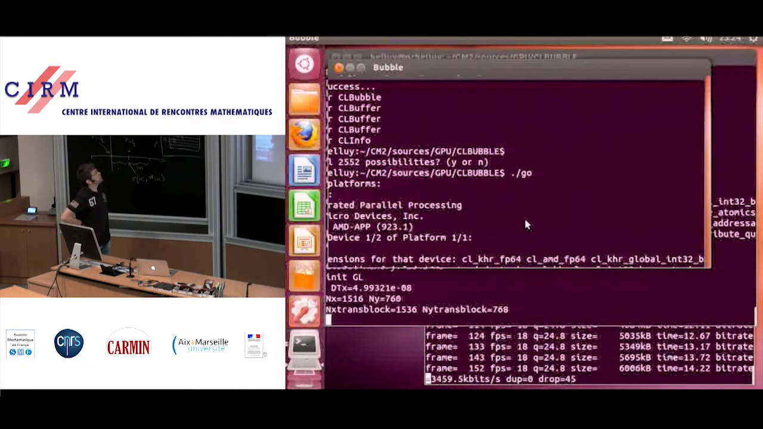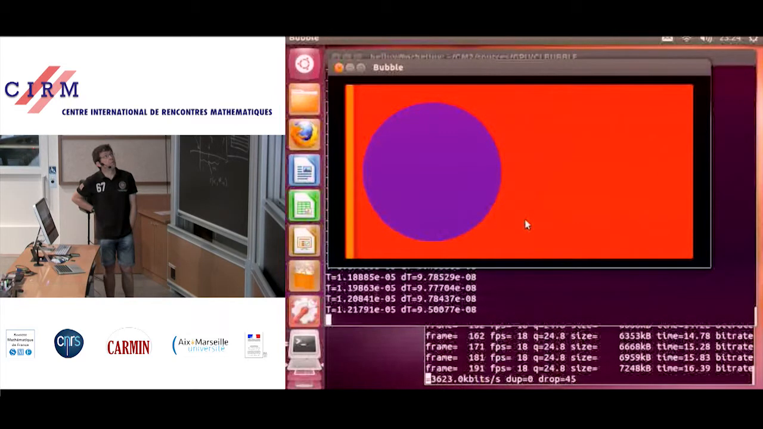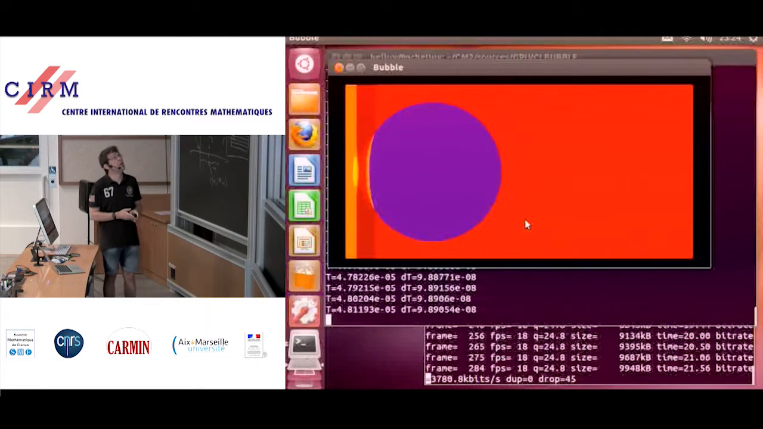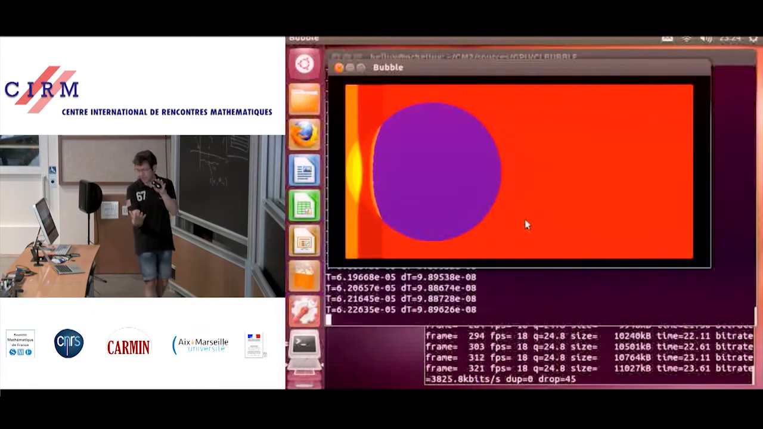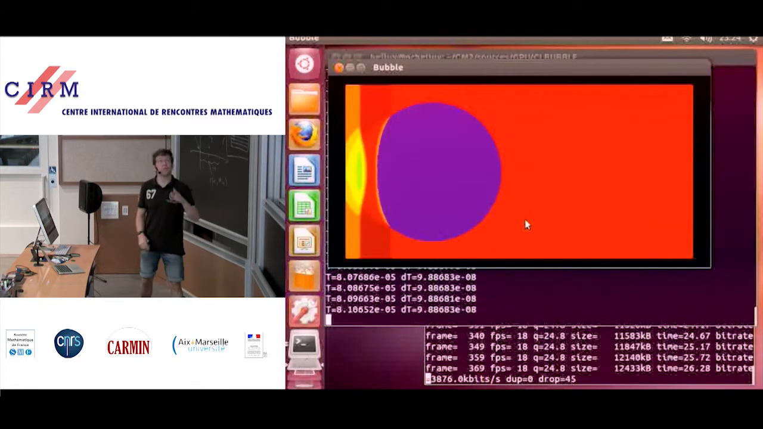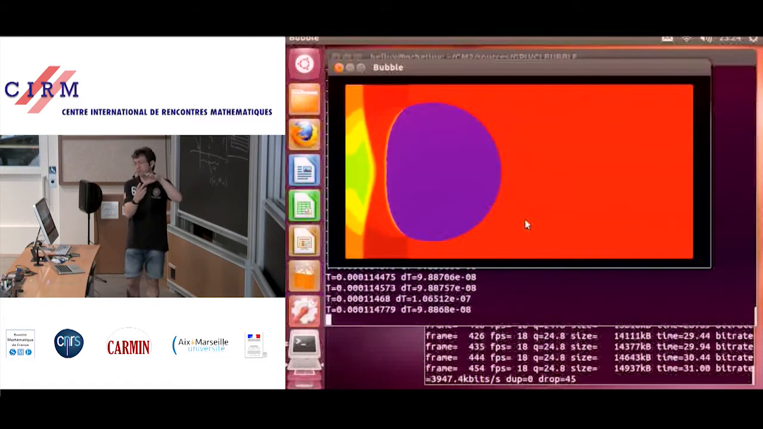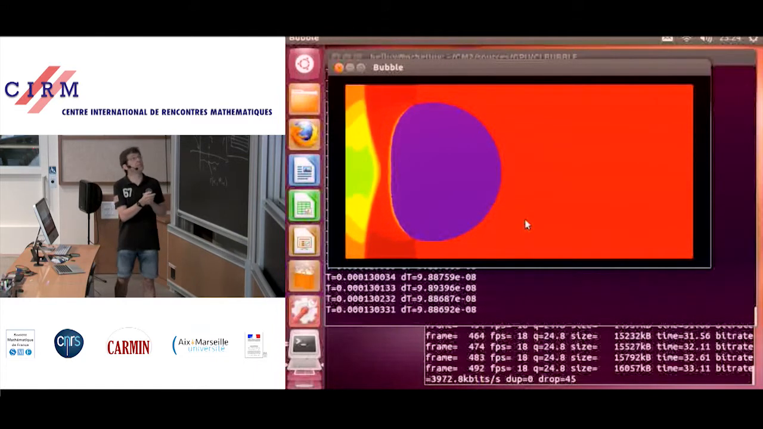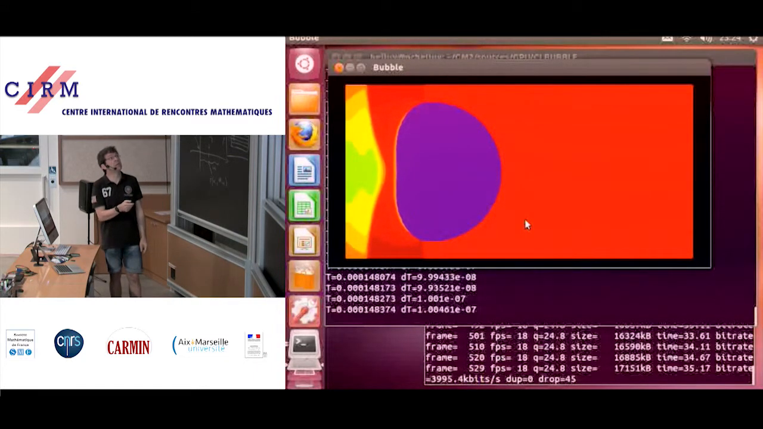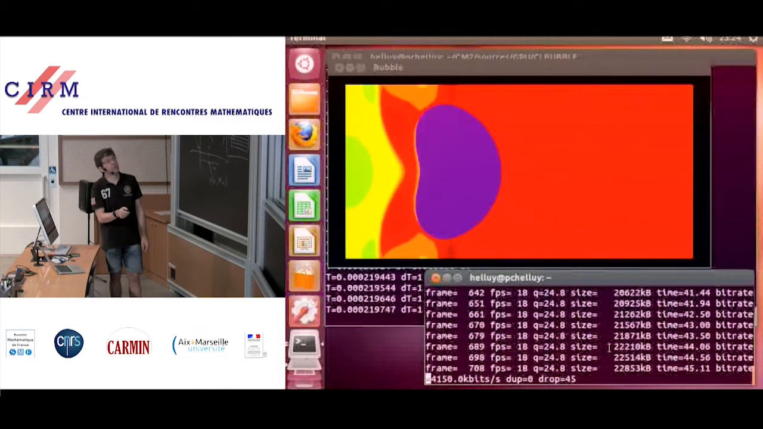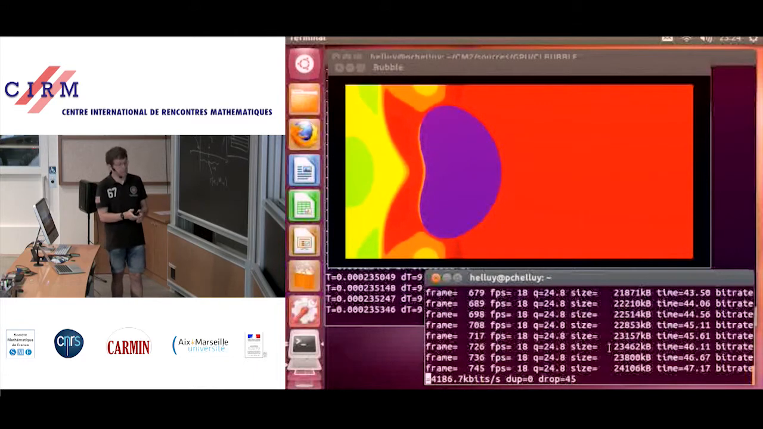So you will see here a computation of a bubble collapse. This is a fluid mechanical problem where you have a bubble of gas, and on this bubble of gas, a shock wave is coming that will shrink the bubble and split it into several parts. What is represented here is the density of the fluid. This color, I don't remember the name in English, is the gas. And here you have in red the liquid, high density.